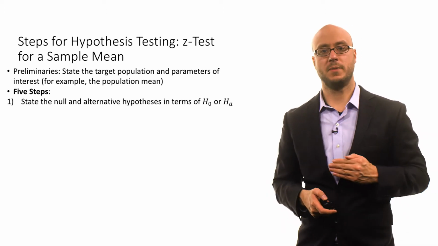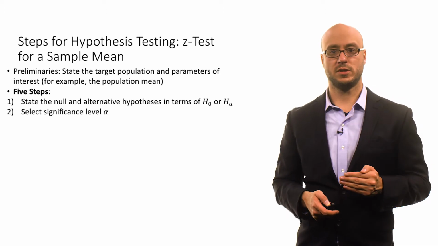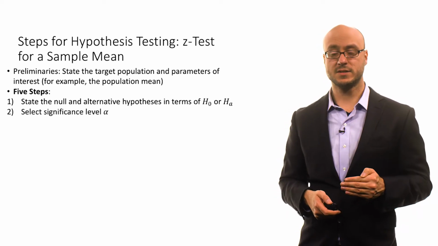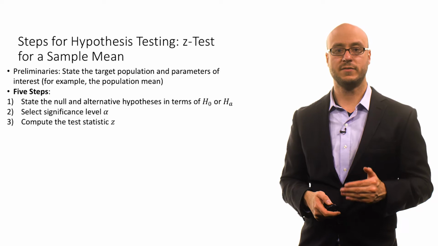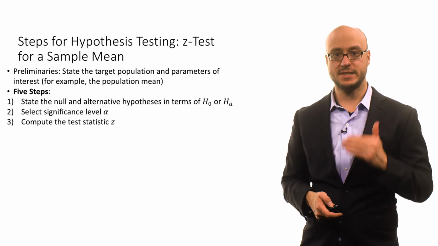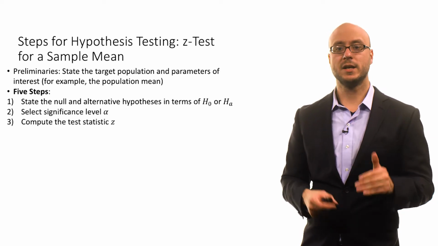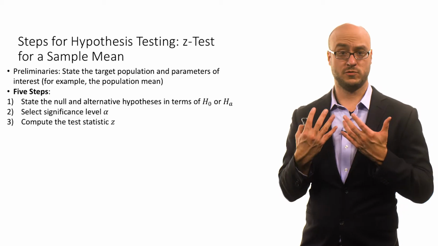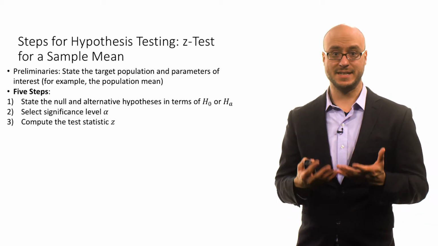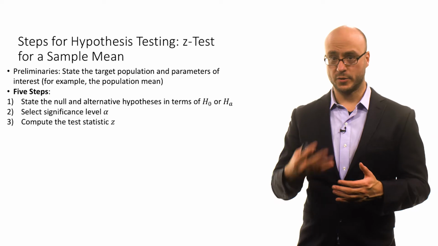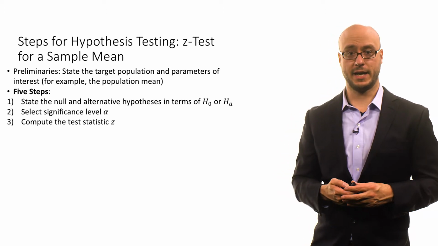Then we have these steps for hypothesis testing. You first state the null and alternative hypotheses. You state the significance level alpha, which is typically 0.05. You compute the test statistic z. Okay? With the z-test for a sample mean, it's relatively straightforward to calculate this test statistic z by hand. For other test statistics, we won't ask you to calculate it by hand.